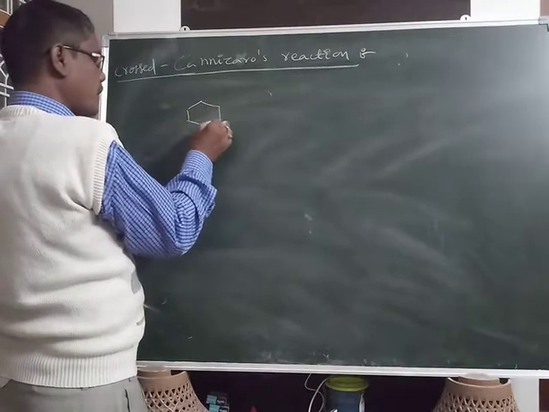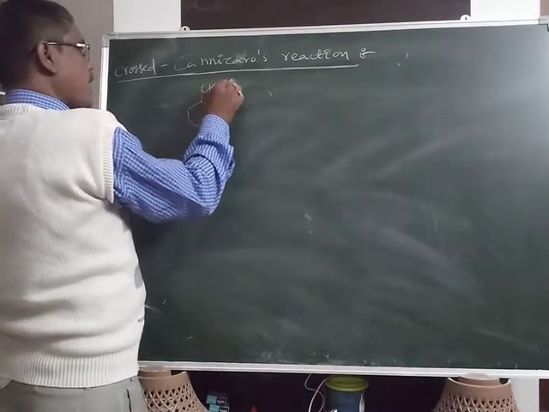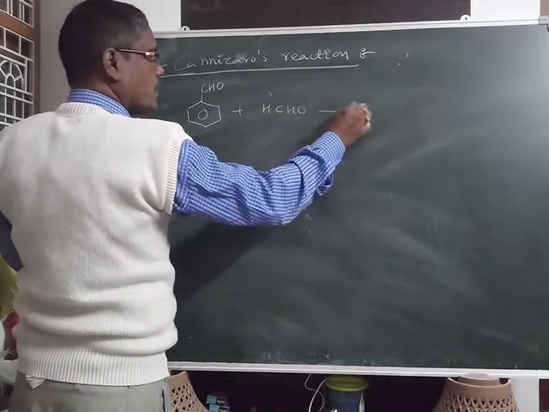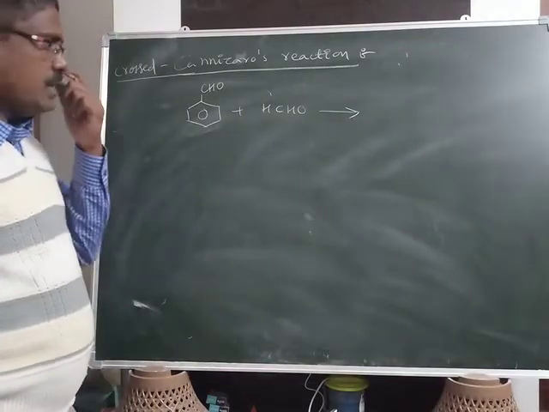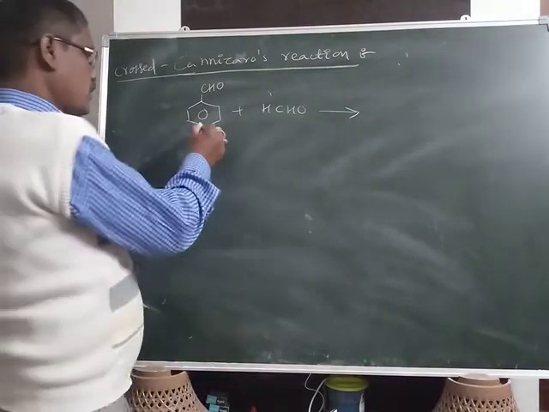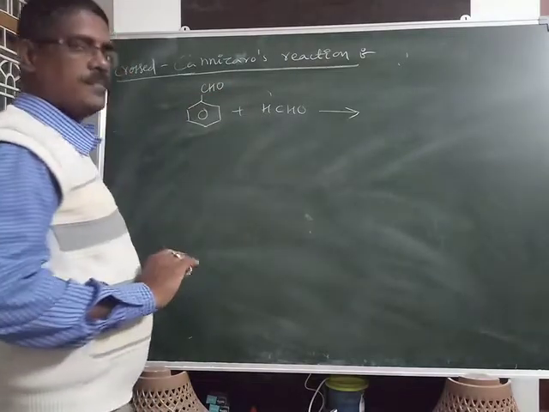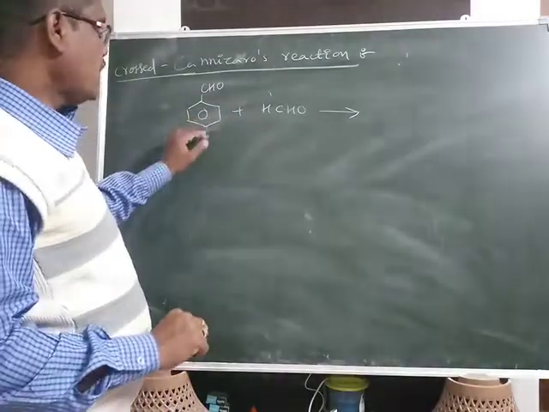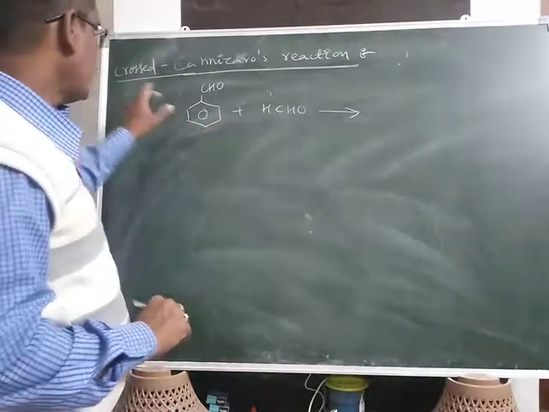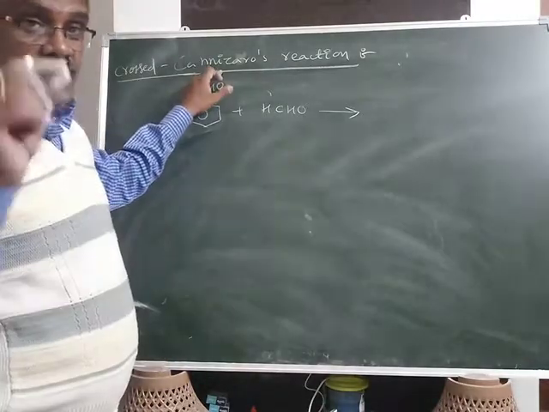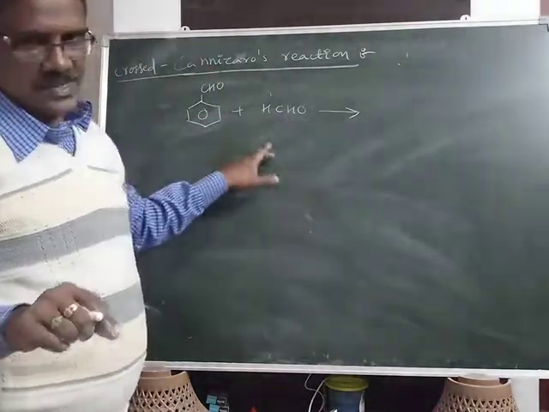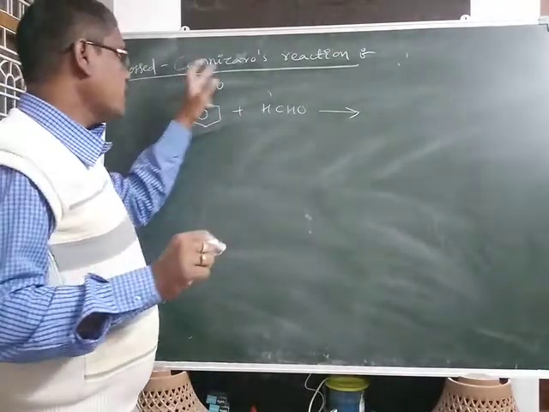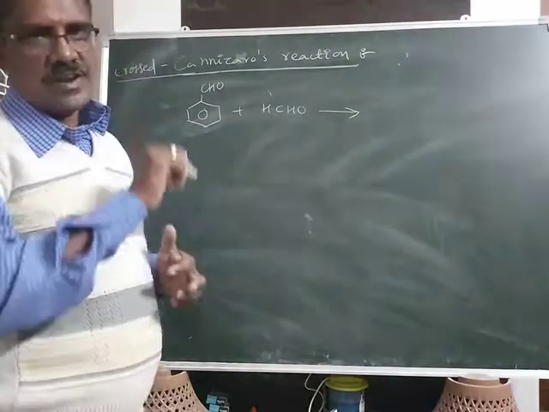One is benzaldehyde, the other one is formaldehyde. Benzaldehyde, formaldehyde. Here we have some doubt. One molecule is oxidizing and the second molecule is reducing, by taking the same molecules. But we are taking two different molecules. What is the definition of crossed Cannizzaro reaction? Cannizzaro reaction between two different aldehydes. Already given that the Cannizzaro reaction is a self-oxidation and reduction reaction.